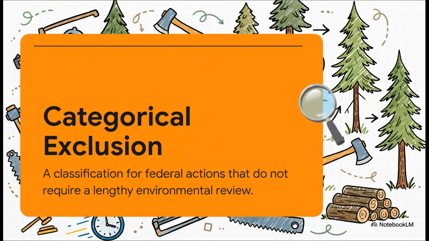Now, before we get to that timeline, we need to understand a key piece of jargon here: categorical exclusion. The simplest way to think about it is like an express lane for federal projects. If an action gets this classification, it can basically bypass some of the really lengthy, detailed environmental studies. And as you're about to see, this tool is absolutely central to the order's strategy.